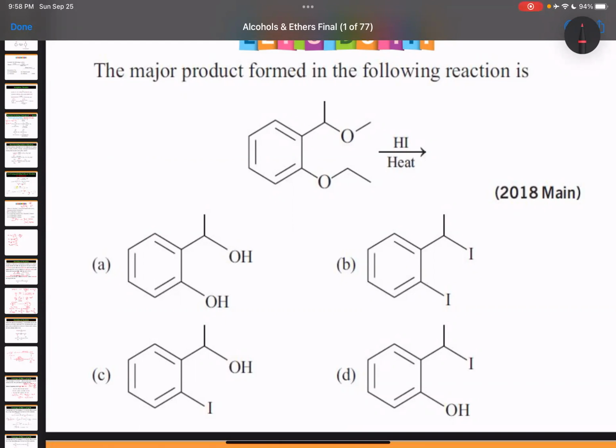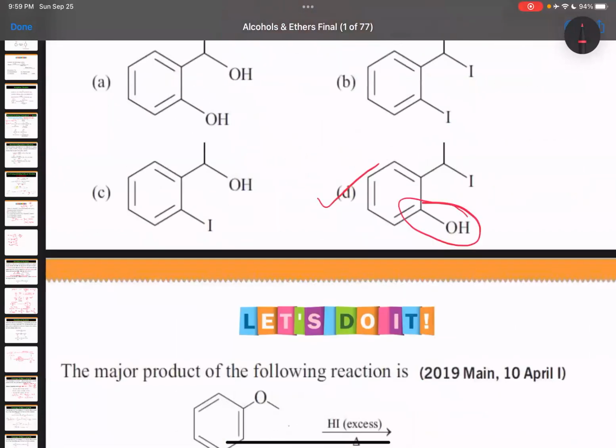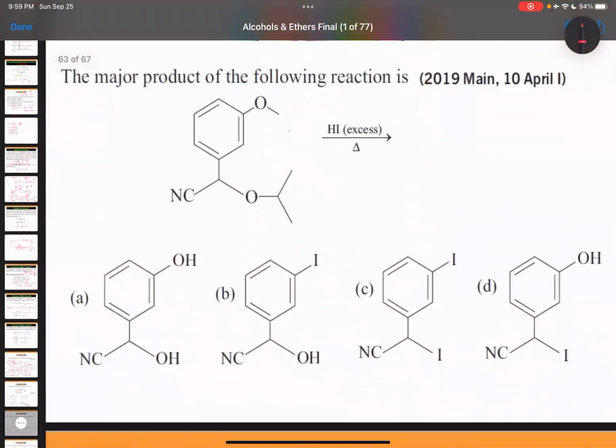So option B. Option A. No, D. Option D. Yeah, absolutely right answer. Good. Because this is not going to break anyway. So keep the OH intact over here. And in this case, break this bond because the cation can form very easily, right? Yes, sir.